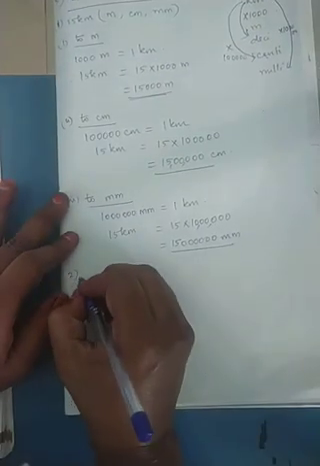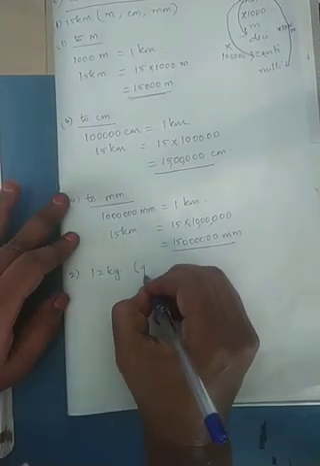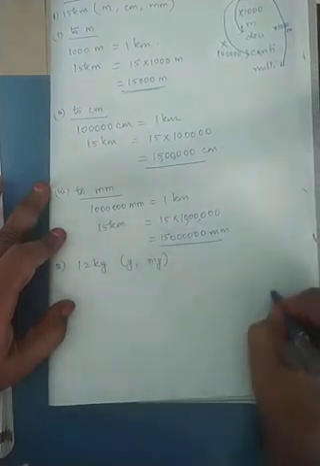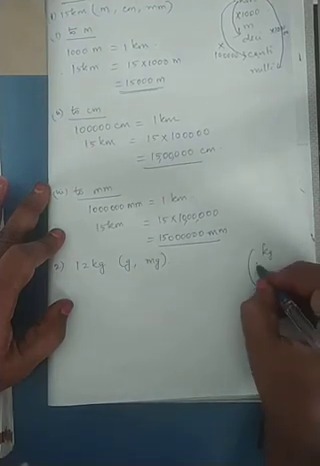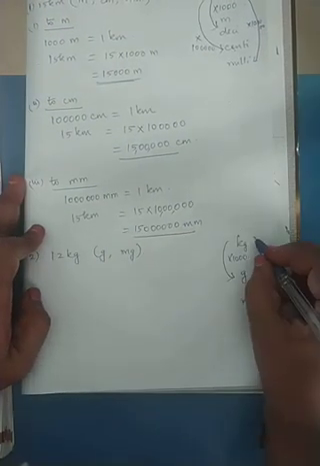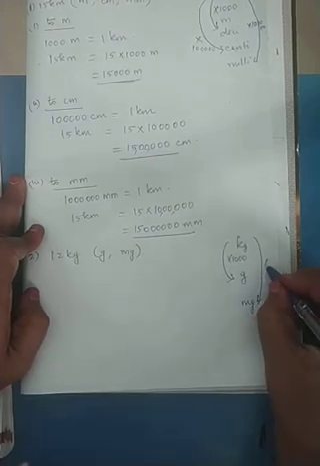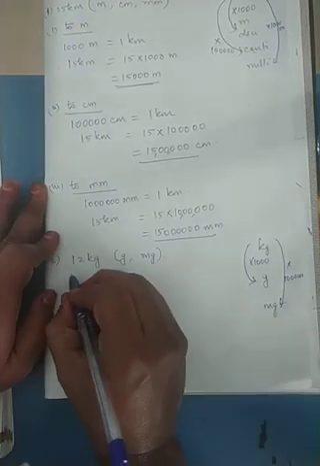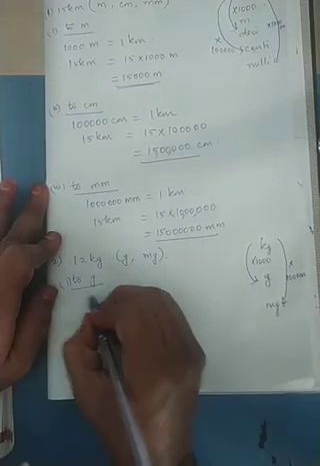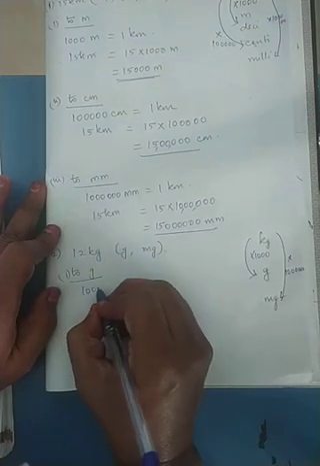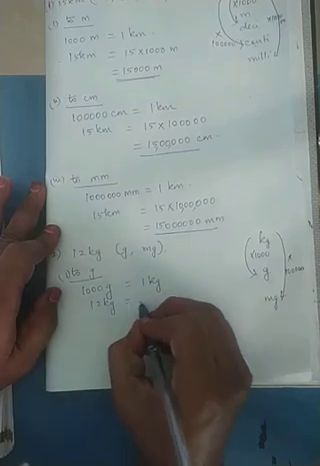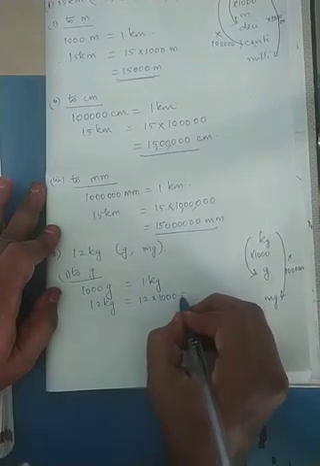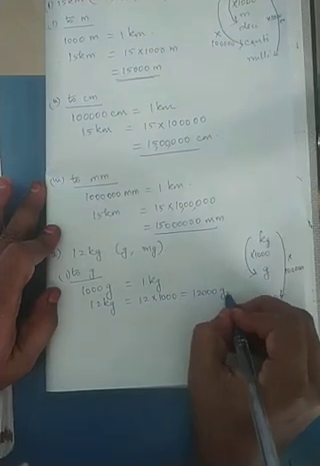Coming to the second one, 12 kg. I have to convert to gram and milligram. We know kilogram, we know gram, we know milligram. From kilogram to gram I have to multiply by 1000. From kilogram to milligram I have to multiply by 10 lakhs, that is 1 followed by 6 zeros. Okay. So gram, what is the first one? 1000 grams is equal to 1 kilogram. So 12 kilogram will be equal to 12 into 1000, which is equal to 12,000 grams.